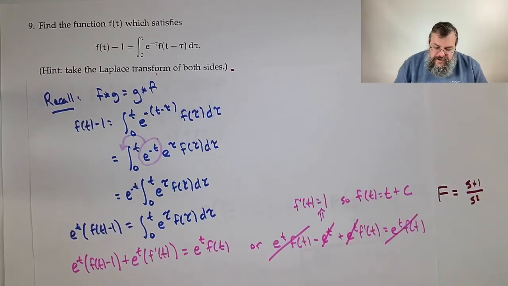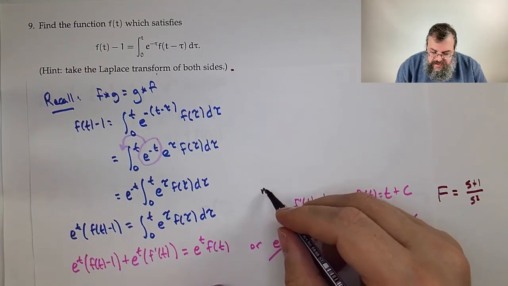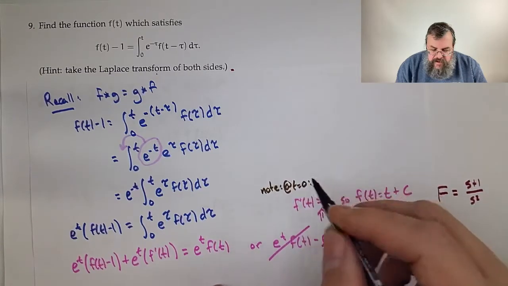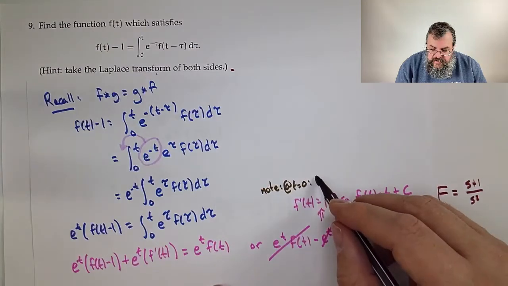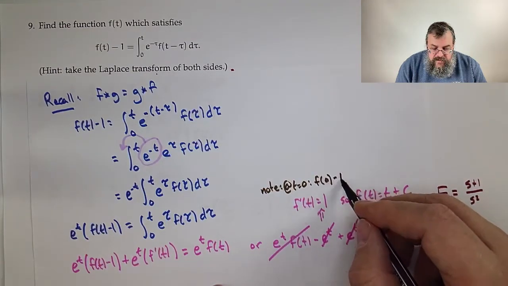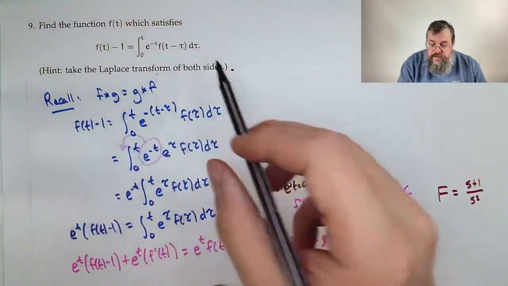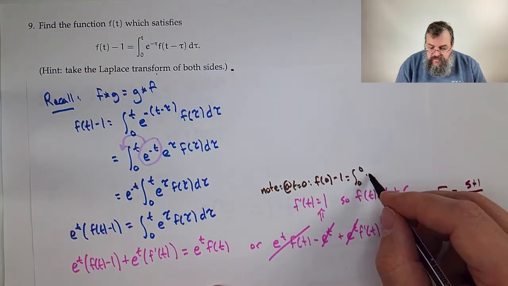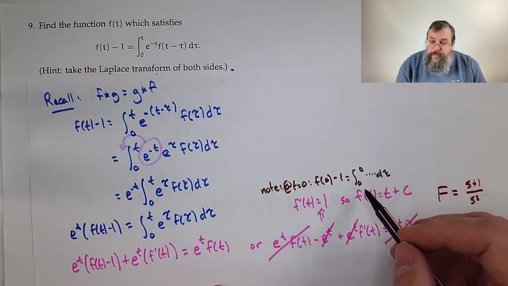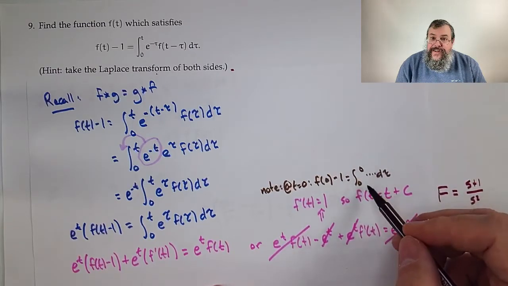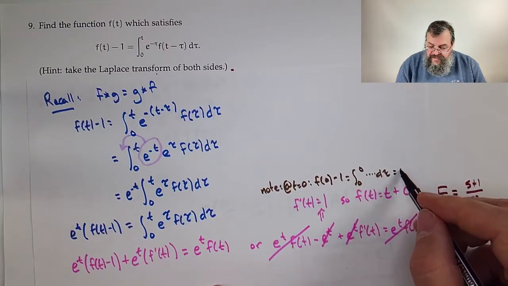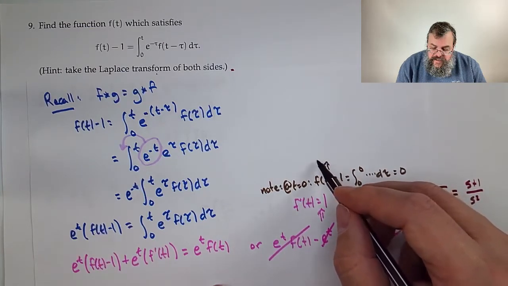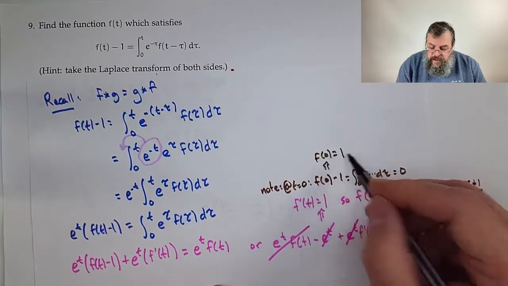So, let's do a little note. At t equals 0, what do we have? We have that f of 0 minus 1, I'm working with the original equation, is equal to the integral 0 to 0 of the stuff d tau. But what happens when you integrate 0 to 0? You get 0. So that tells us that f of 0 needs to equal 1.